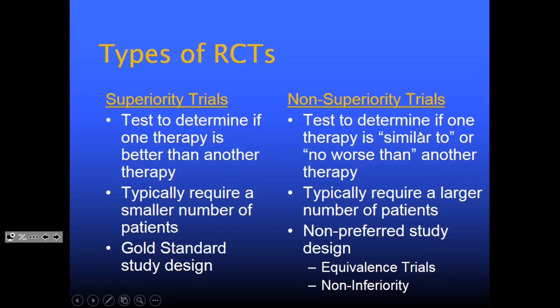Don't worry about this right now, but within randomized controlled trials, there are superiority trials and non-superiority trials. Typically, what you think of as a randomized controlled trial, we're testing vitamin C12 versus vitamin B12 to see which is better. But more and more studies are doing non-superiority trials to test if one therapy is similar to or no worse. So we'll show that vitamin C12 is no worse than vitamin B12. And we'll look at this in more nuance after the midterm.